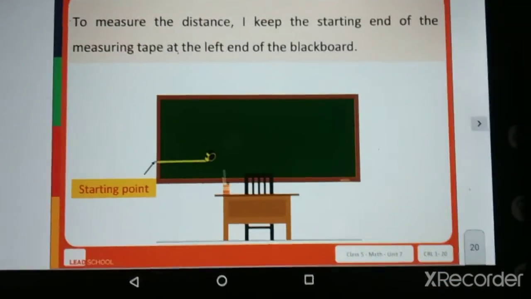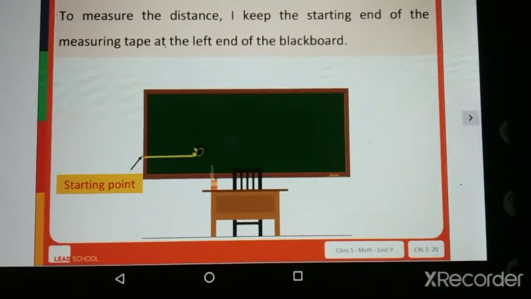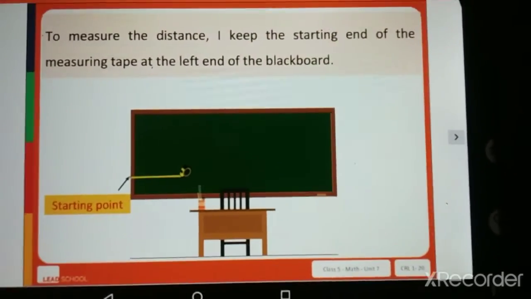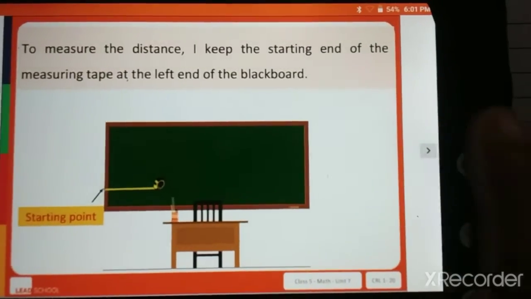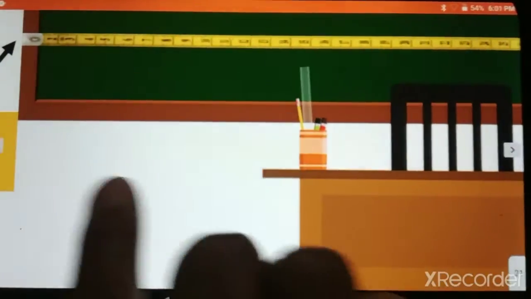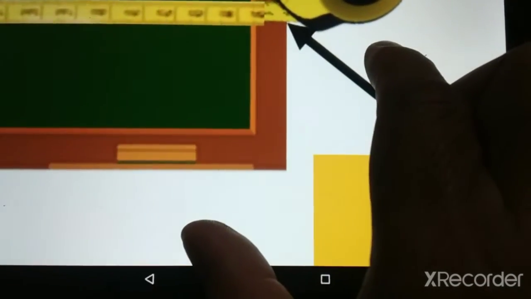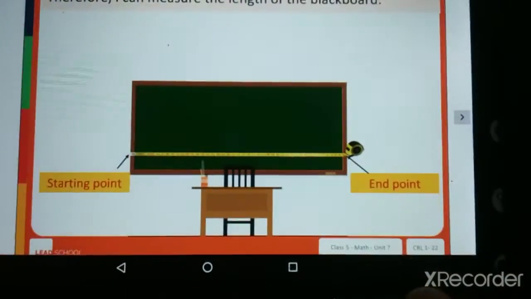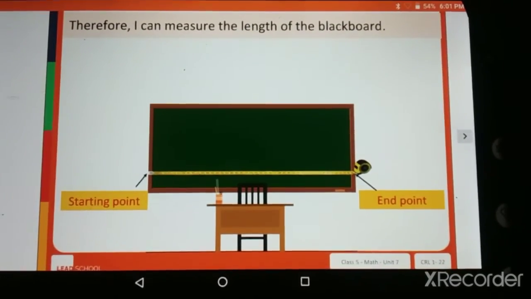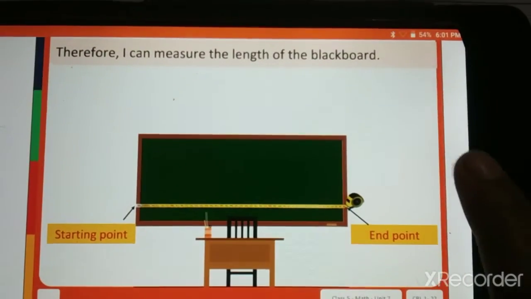I keep the starting end of the measure tape at the left end of the blackboard. We start at the left side of the blackboard, okay? And this is the ending point. Starting point is here, and here is the ending point. But we did not see the number. Now we have both things, therefore I can measure the length of the blackboard. Here we can take the measurement of the blackboard.